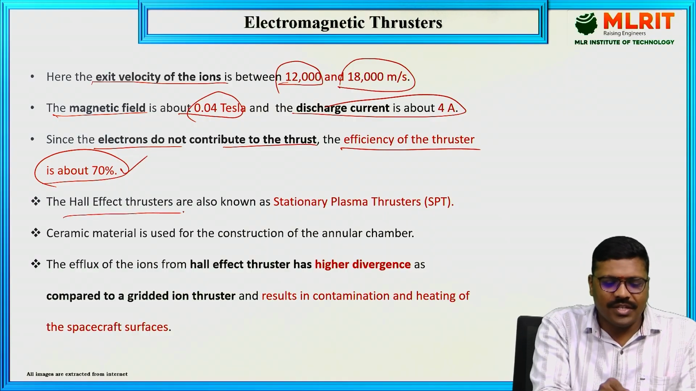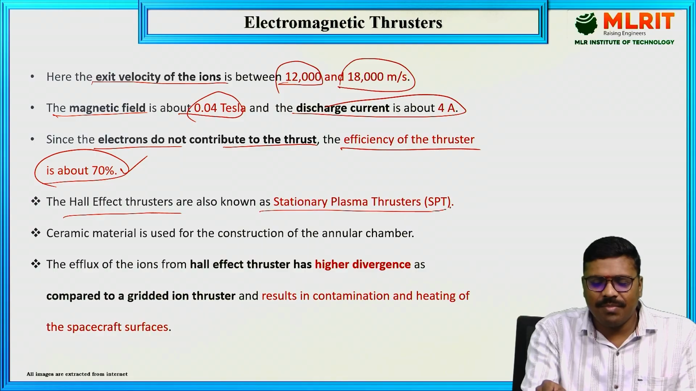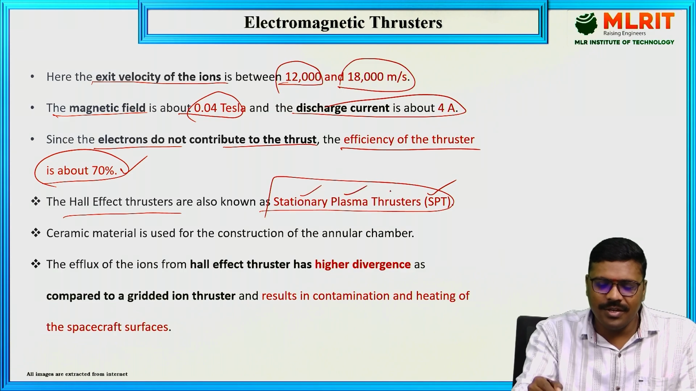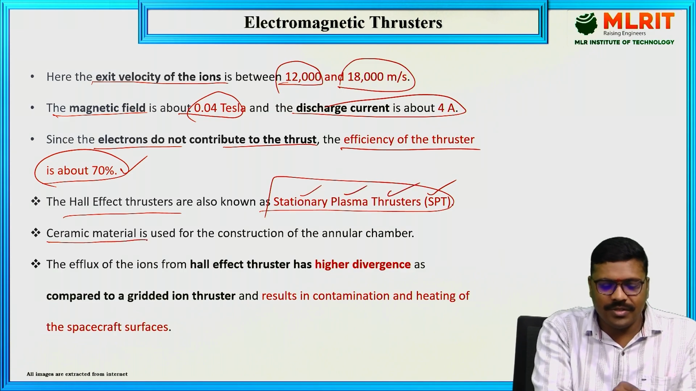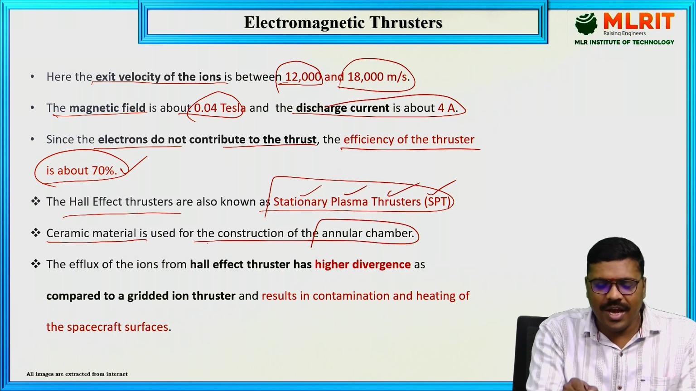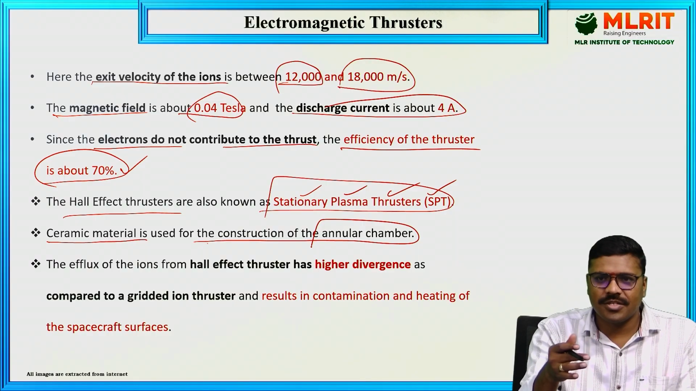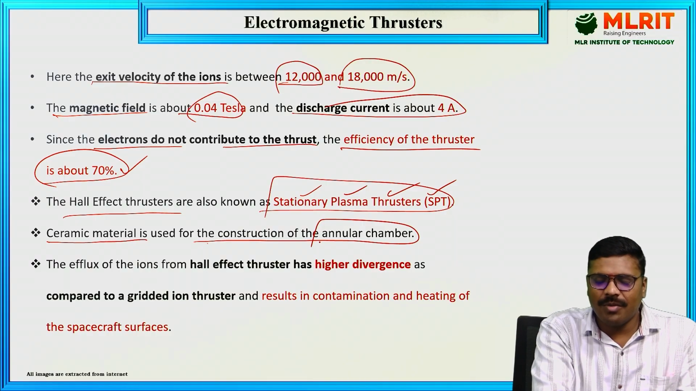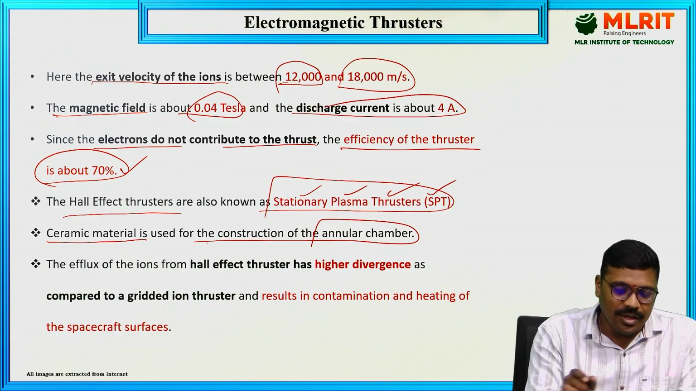The Hall effect thrusters are also known as stationary plasma thrusters. We can call these electromagnetic thrusters SPT, stationary plasma thrusters. Ceramic materials are used for the construction of this annular chamber. Whatever the combustion or ionization chamber where the acceleration happens, those are used with ceramic materials.